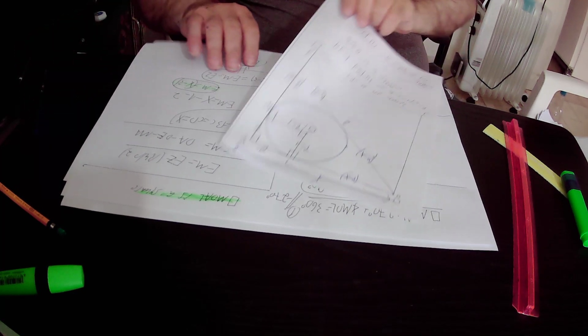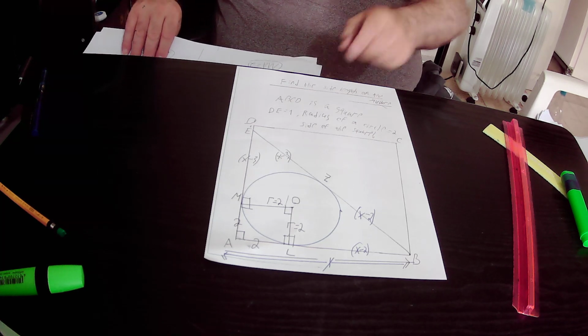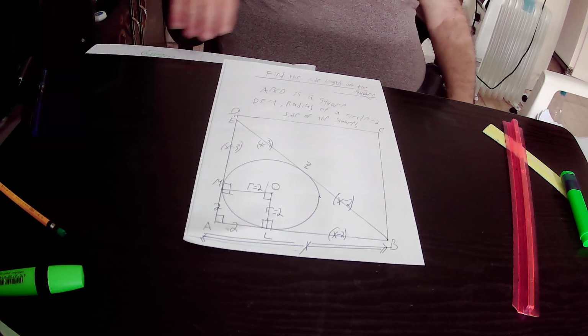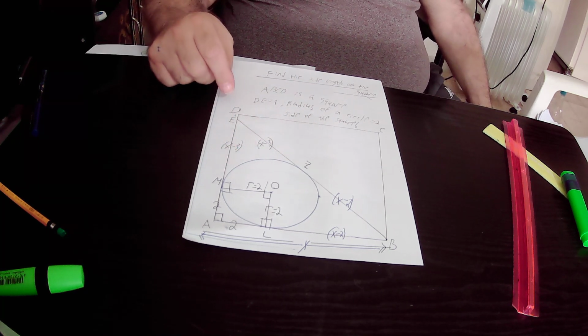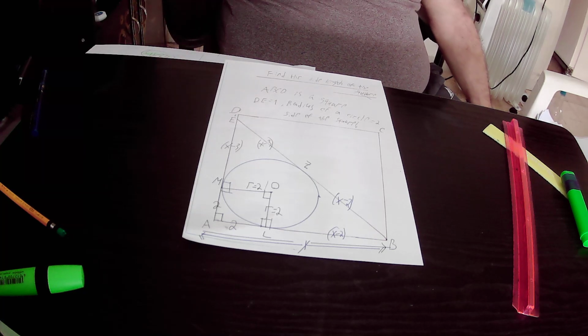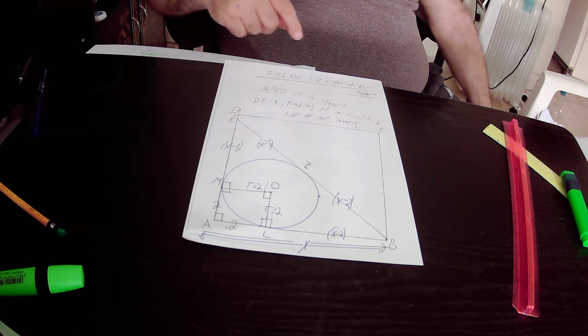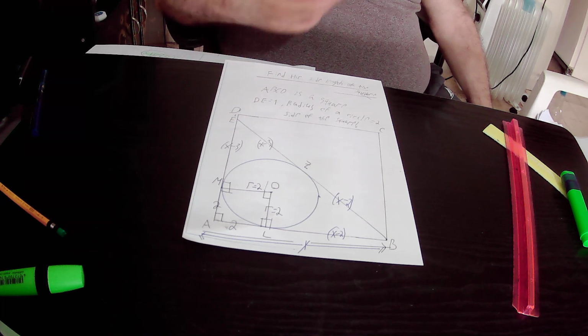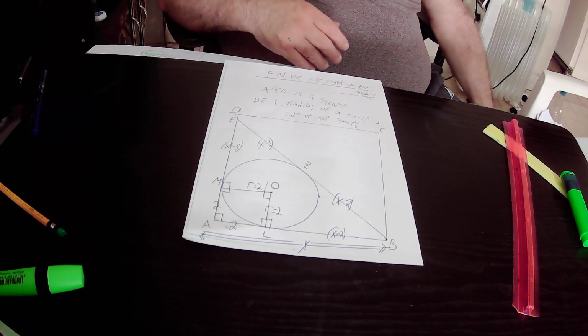So we have here the square ABCD. Inside square ABCD, we have this circle. The radius of this circle is equal to 2 units. Line segment D equals 1 unit, and we want to find out the side length of square ABCD, that is to say, the length of one side of square ABCD.